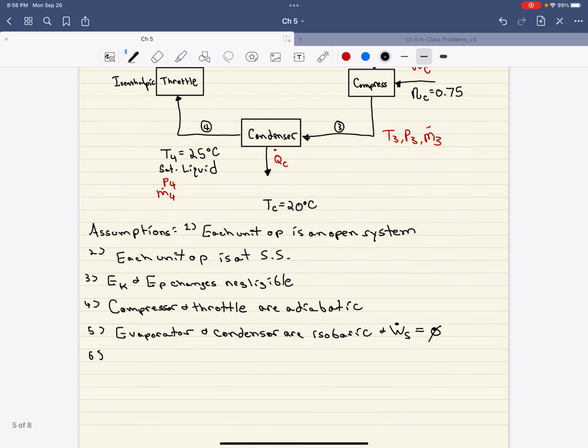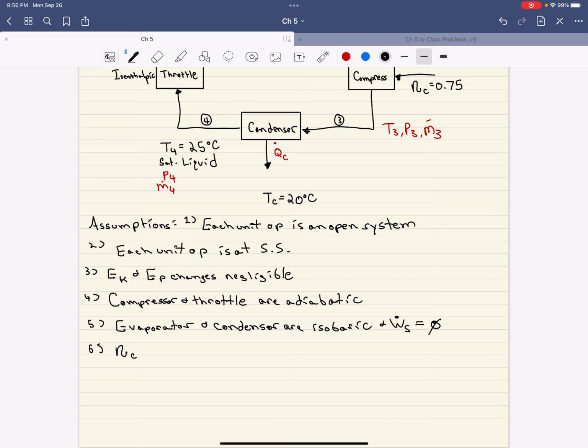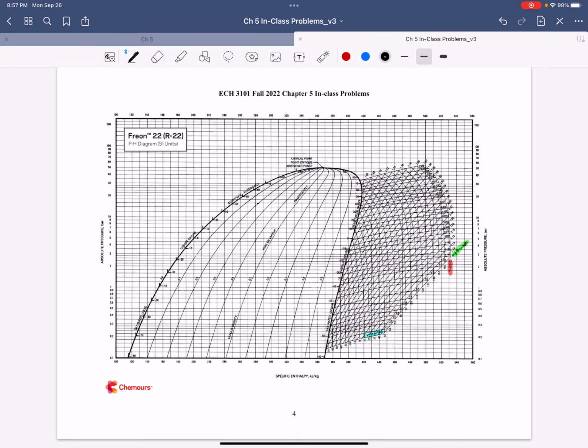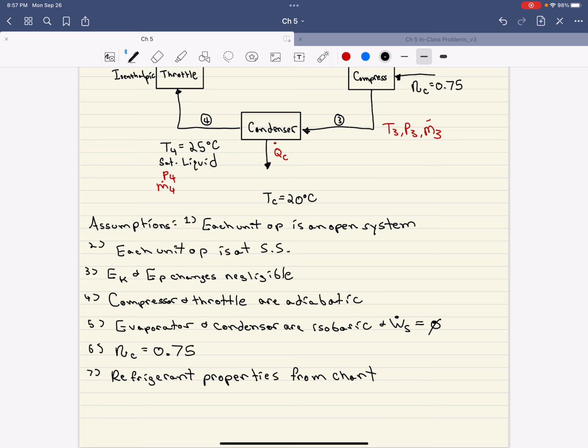For our compressor, it's not operating optimally. In fact, we're told the efficiency, which is going to be 75%. And then once again, any thermodynamic properties we need for our refrigerant, we're going to get those from the thermodynamic properties chart in the problem statement. Okay? Before we get there, we're going to first derive some things in the problem.